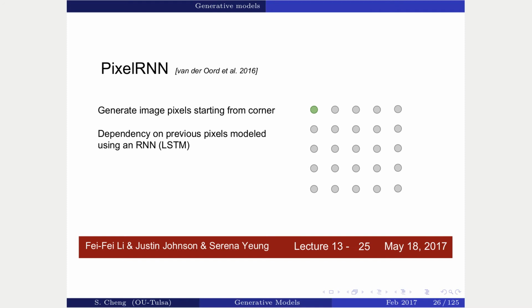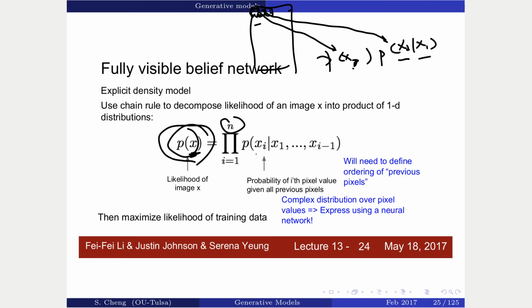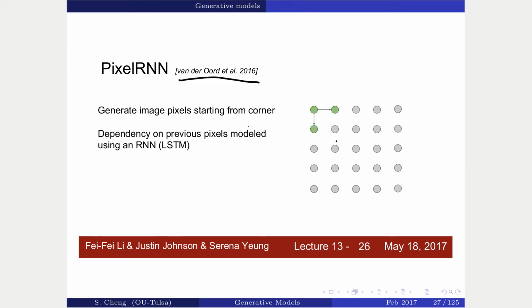So PixelRNN is just trying to model that. You go from your pixel, but you need to dig into the paper. This is the rough idea: it just models this kind of conditional probability with the RNN model, basically.